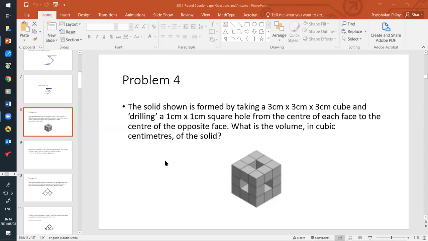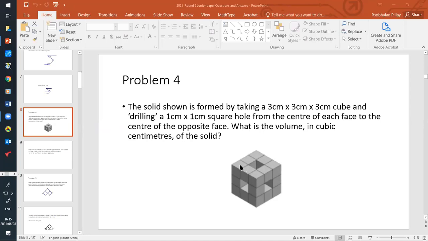So how does one count how many cubes are left? See, one way of doing it is to count how many cubes were removed as a result of the drilling of the hole. That's one way of doing it. And that might be a challenge. We'll come back to that. But the much easier way is to simply count what we can see here. And this is the way I did it.